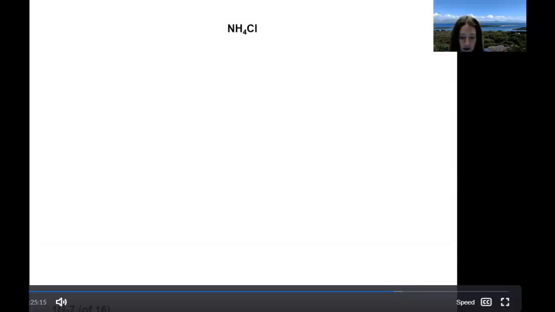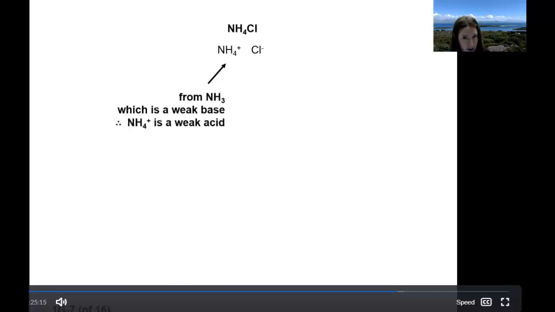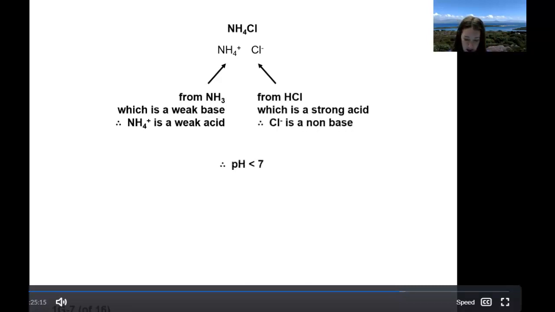All right, NH4Cl, acidic, basic, or neutral? I'm seeing much more of a consensus on this one. Okay, so we break them up. So NH4 plus comes from NH3. NH3 is a weak base. So therefore, NH4 plus must be a weak acid, right? Cl minus comes from HCl, which is a strong acid. Strong acids don't contribute to our pH at all. Therefore, this must be acidic.